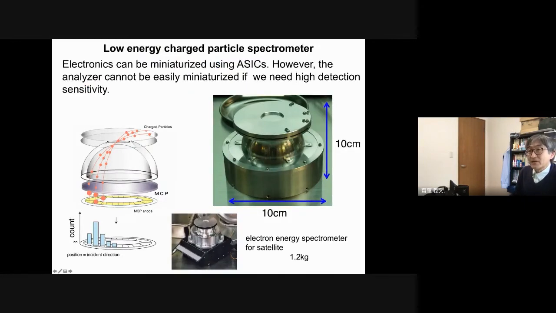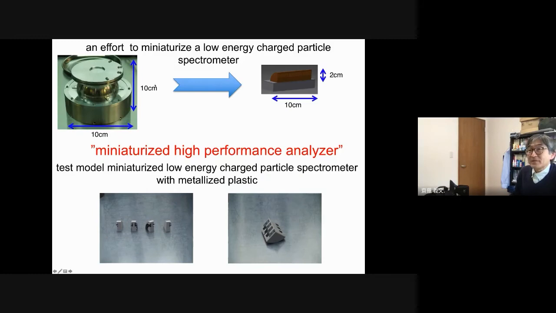At present, the size of the low-energy charged particle spectrometer is like this. The size is about 10 centimeter cubic, plus electronics box, and the weight is about 1.2 kilograms. The electronics part can be miniaturized using ASICs. But the analyzer cannot be easily miniaturized if we need high detection sensitivity. Now I'm trying to miniaturize a low-energy charged particle spectrometer like this using a metallized plastic. A test model of the miniaturized spectrometer is being made like this, and it is being tested now.